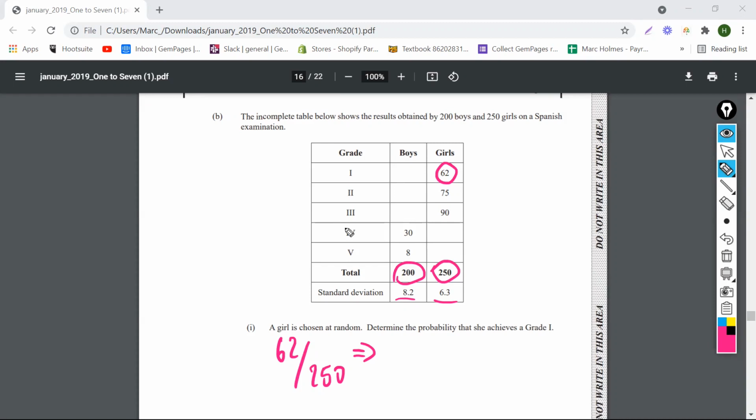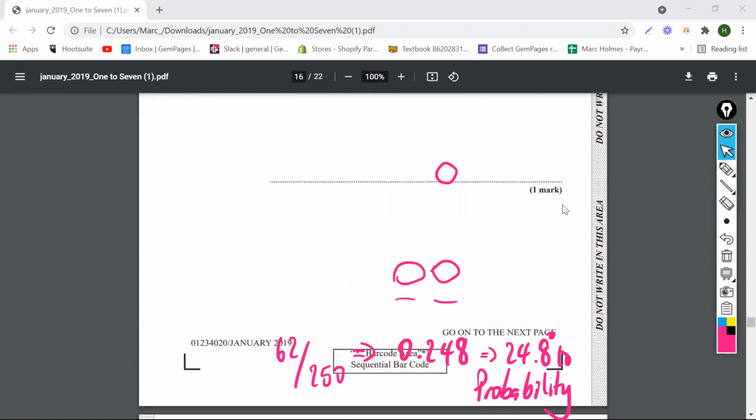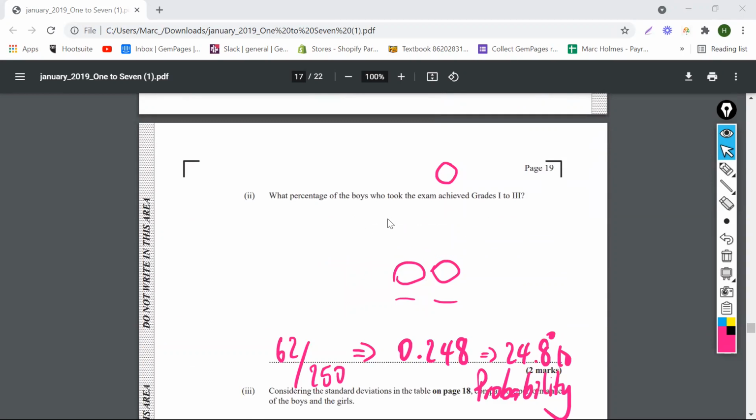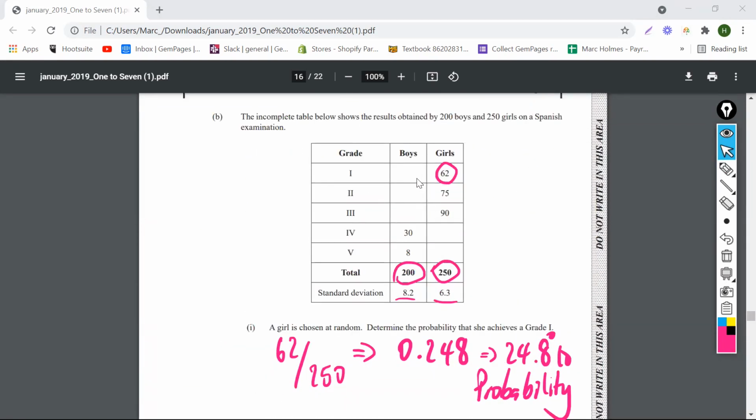I don't like this, but okay, so the probability that a girl would get a grade 1 is 0.248, which is basically the same thing as 24.8%. So that's the probability. And it makes sense, guys, because only 62 girls out of 250 got a grade 1. So that was really easy. And the next one now, it says, what percentage of the boys who took the exam achieved grades 1 to 3? 1 to 3? There's a 1 there, man.